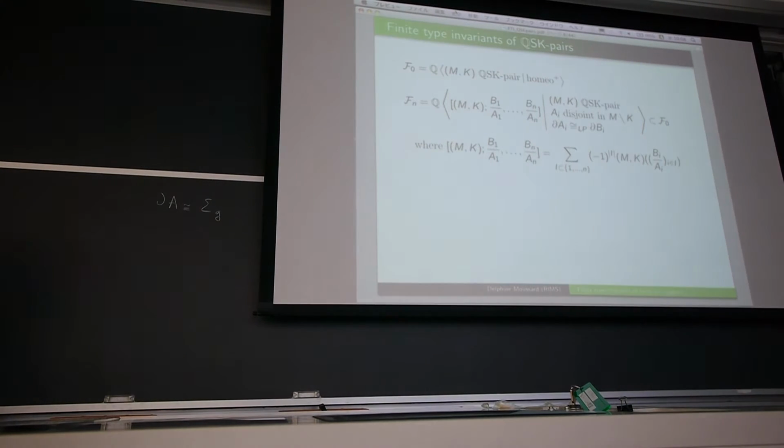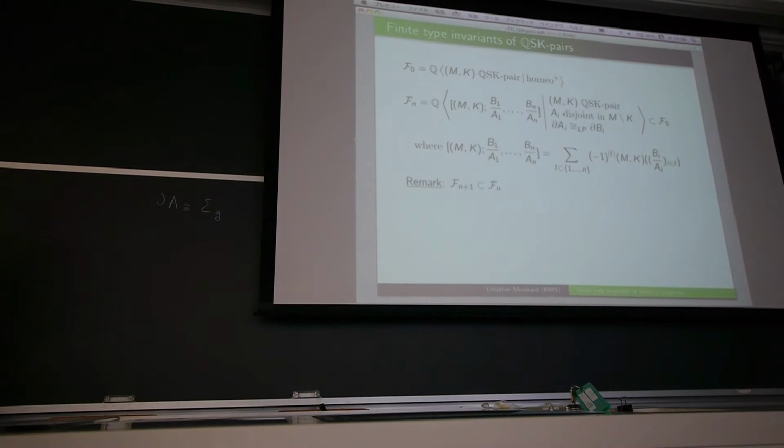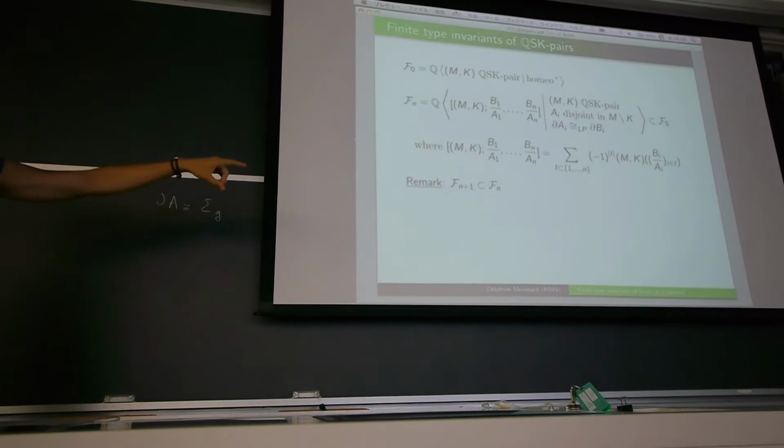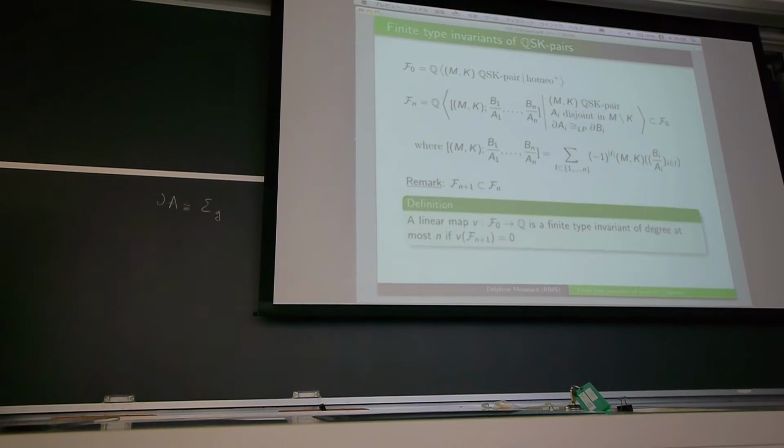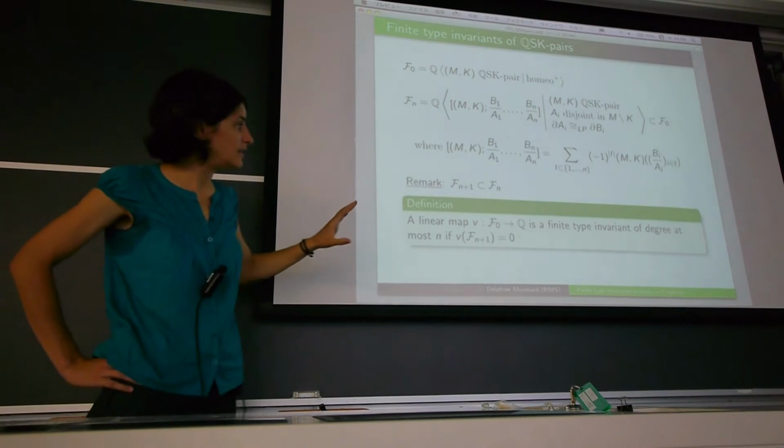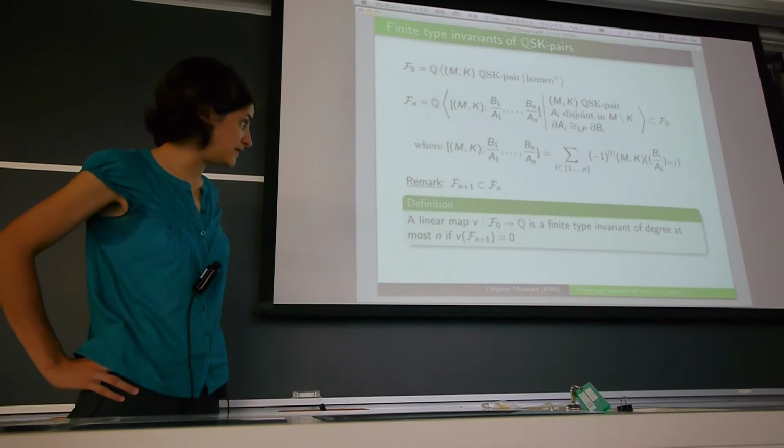So this gives a subspace of F0. It's easy to check that this defines a filtration of F0. And from that we have the notion of finite type invariant. So we'll consider here invariants with rational values.